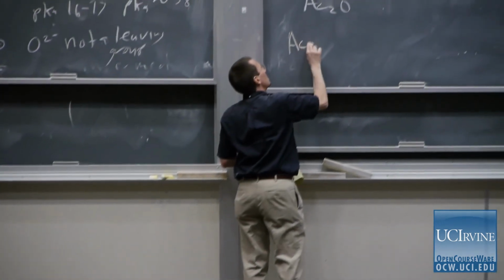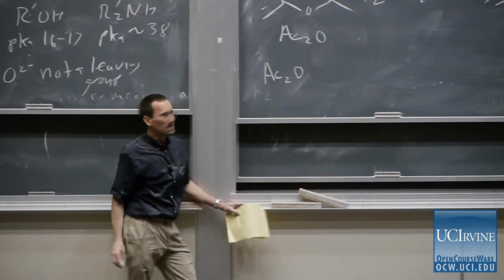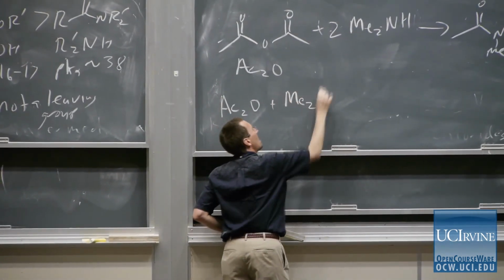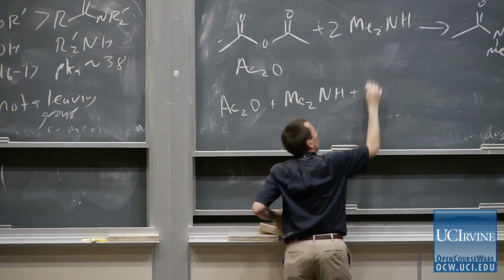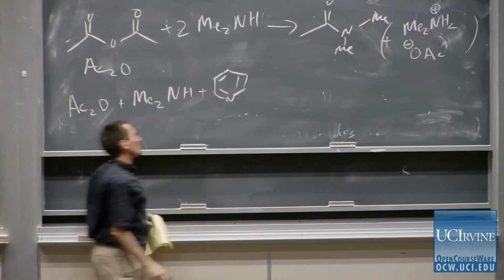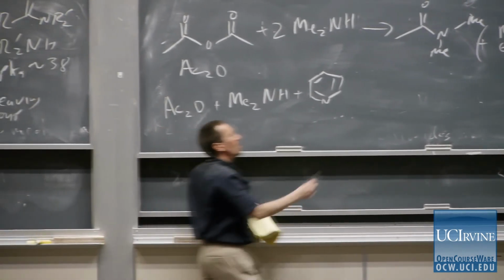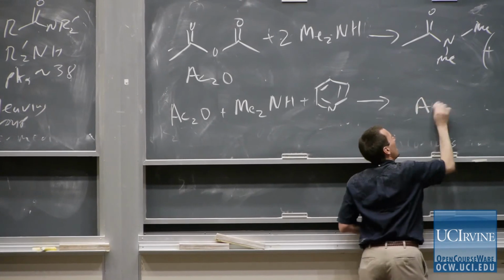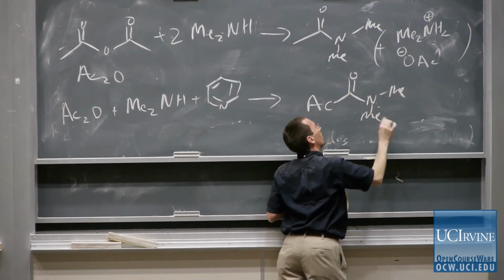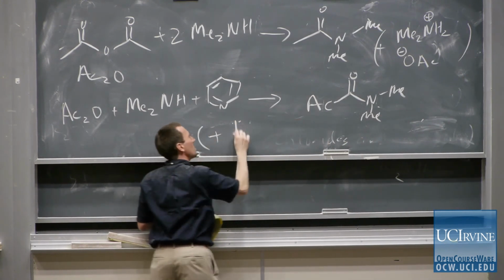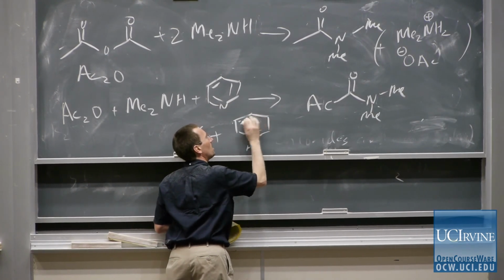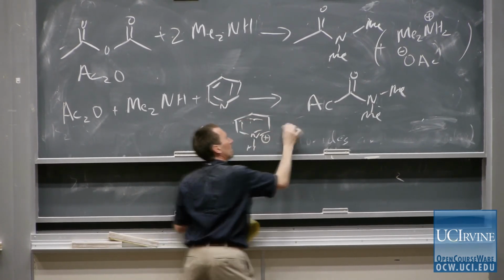So I'll write a balanced equation, and at this point I'll use the shorthand for acetic anhydride. So I'll write acetic anhydride plus methylamine plus pyridine. Often you would see these as reagents written above an arrow, goes to the same product here. And then if I want to write a balanced equation, I'm going to get pyridinium acetate as my byproduct.